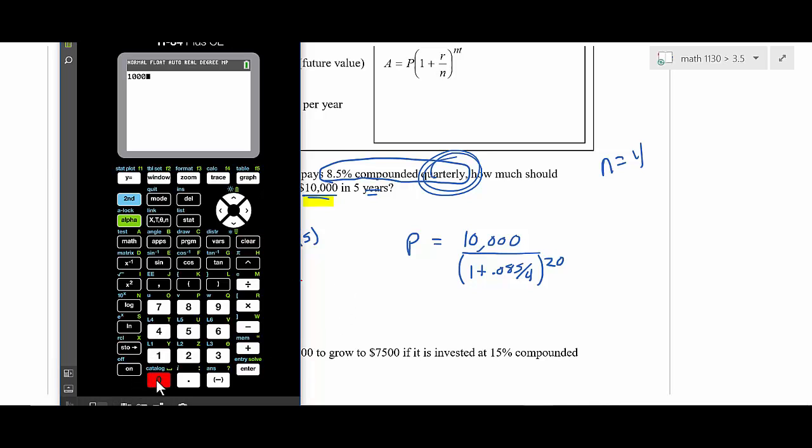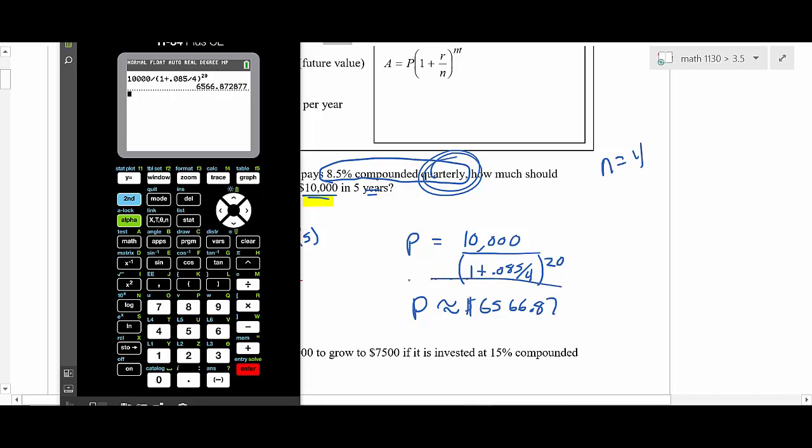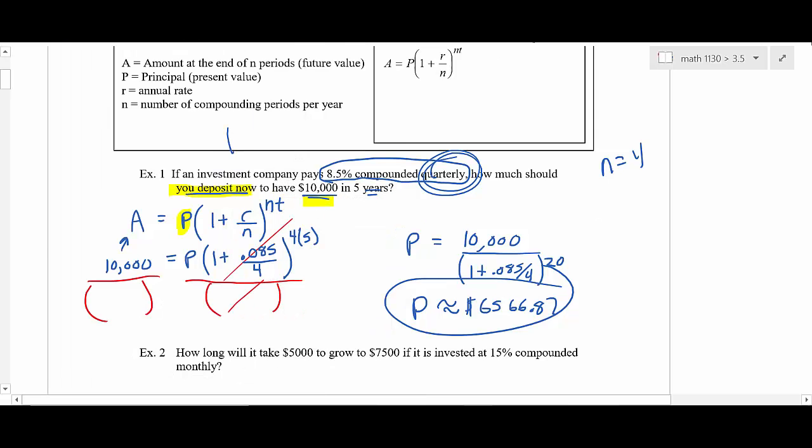Okay, and then this one again, just let the calculator take over and do the work. So I'll go 10,000 and then divide by (1 plus 0.085 divided by 4) and then raised to the 20th power. Just let it do all the calculation in one step, and then you can round at the end. So the principal, rounded to 2 decimals, which is logical when you're talking about money, would be $6,566.87. Okay, so that's how that goes. That one is not an exponential equation.